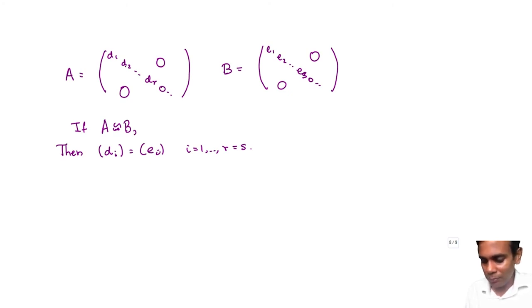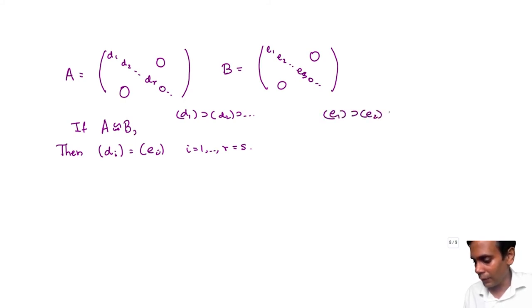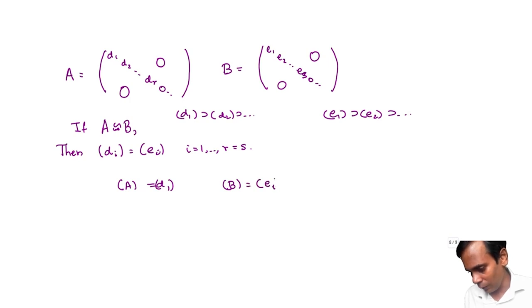And I forgot to mention, we have the additional condition that the ideal generated by D1 contains the ideal generated by D2 and so on. And the ideal generated by E1 contains the ideal generated by E2 and so on, which means that the ideal generated by the entries of A is the ideal generated by D1, and the ideal generated by the entries of B is the ideal generated by E1.